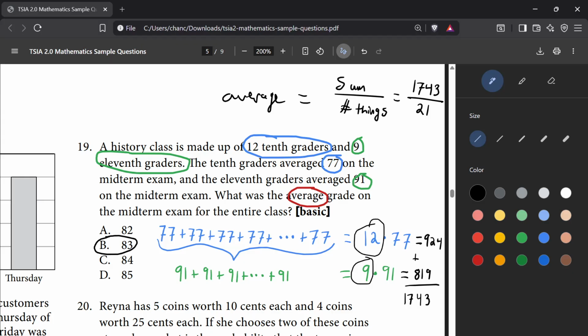So in order to find an average, you add up everything, all of the blue 77s and all of the green 91s, add up all of those things, and then divide by the number of things that you added up. There were 12 77s and 9 91s, which made a total of 21 grades. So the sum of everything divided by the number of things gives us our average of 83.